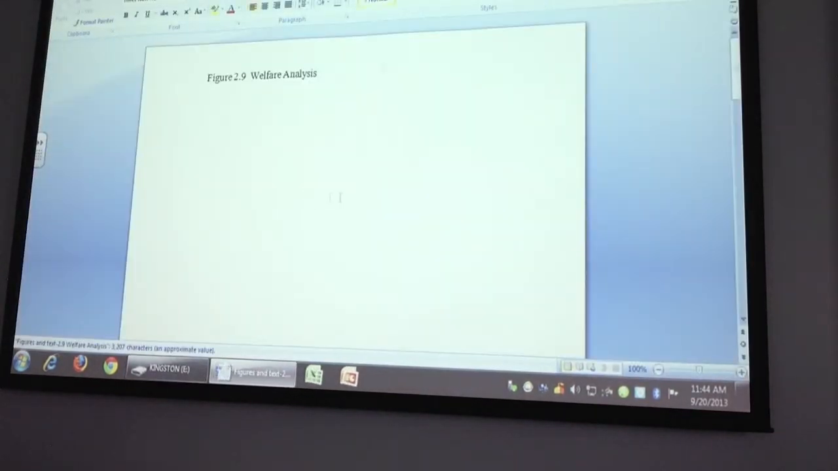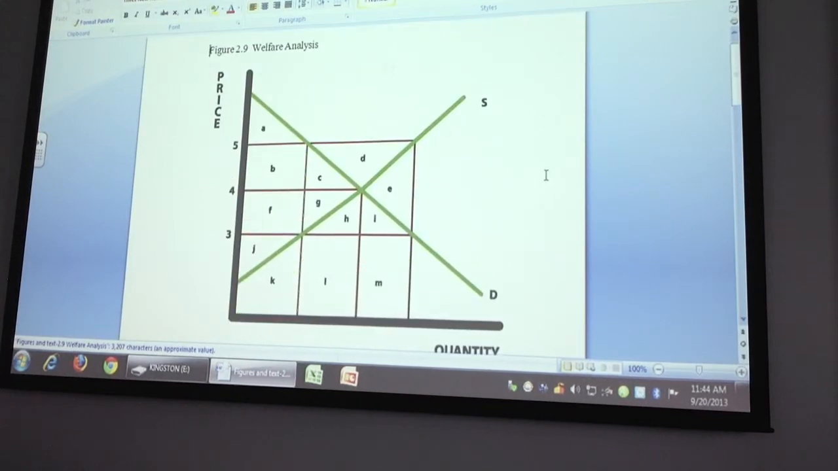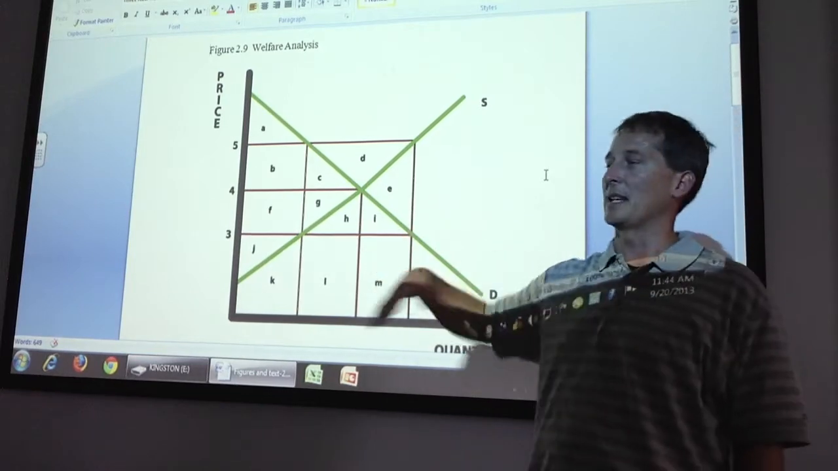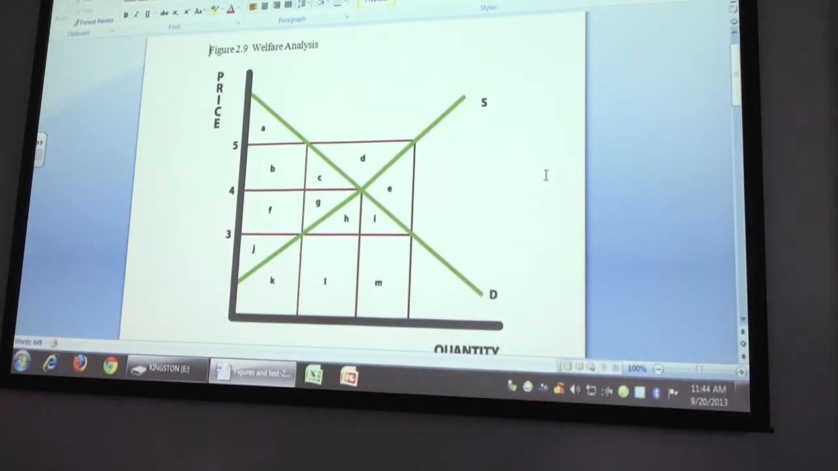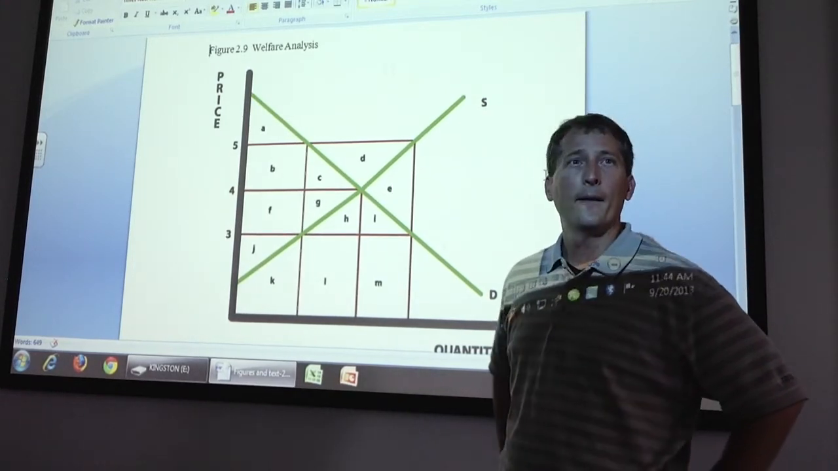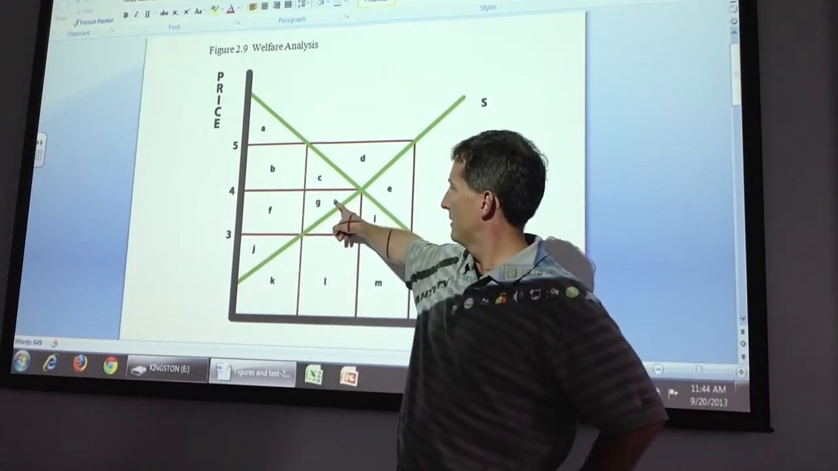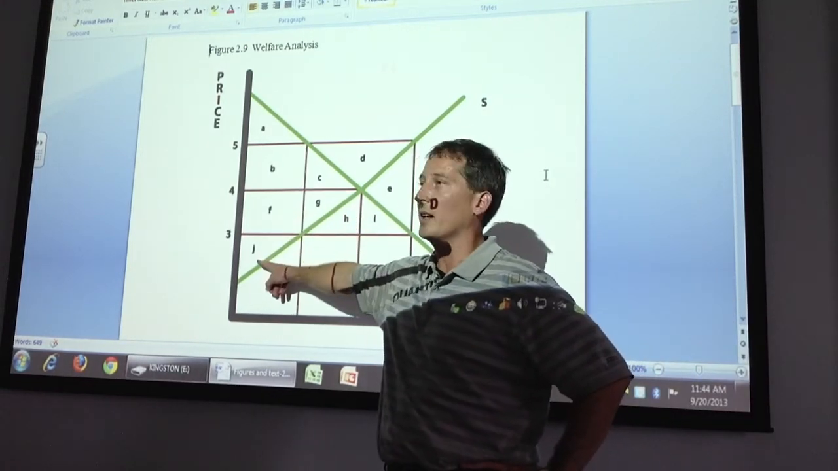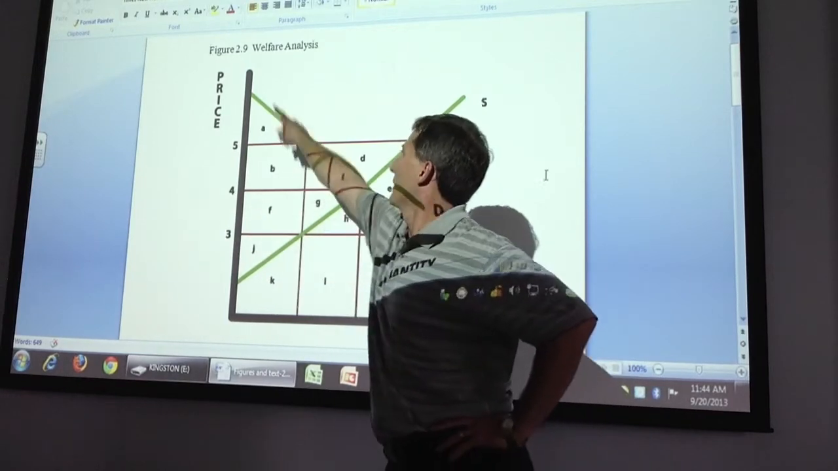Okay, so on your sheet, we've got home base identified in a different way. Using the letters that I have now to represent the areas that we did before, what areas represent consumer surplus? Where is consumer surplus in a free market? ABC, good. And what about producer surplus? G, F, and J. Good.